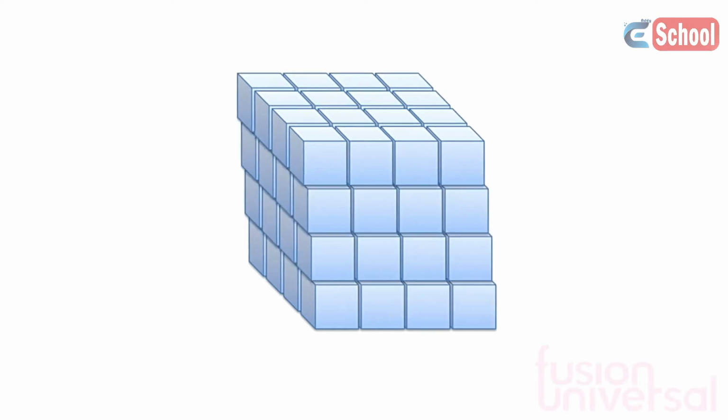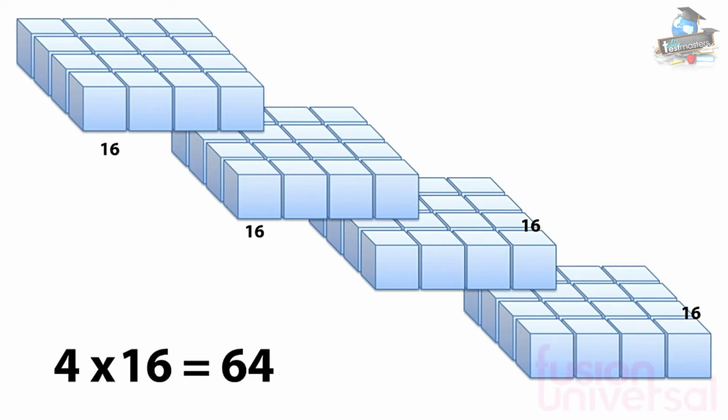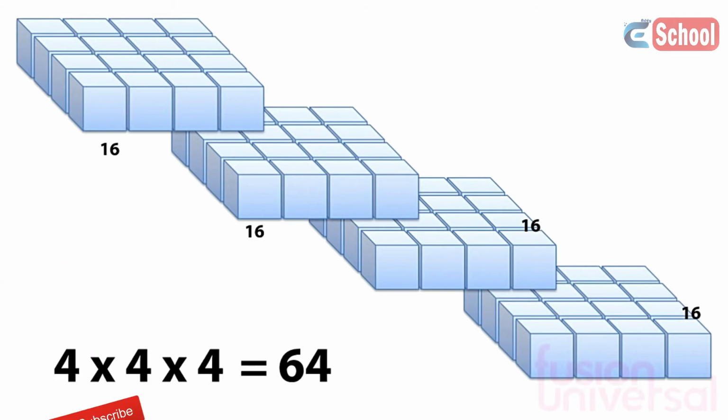First of all, split the block into 4 layers. Each layer has got 4 rows and 4 columns. In other words, each layer has 16 blocks. The number of blocks in the cube is 4 times 16, which is 64. To get this answer, we have 4 layers of squares made up of 4 rows and 4 columns. So the number of blocks is 4 times 4 times 4, which equals 64.